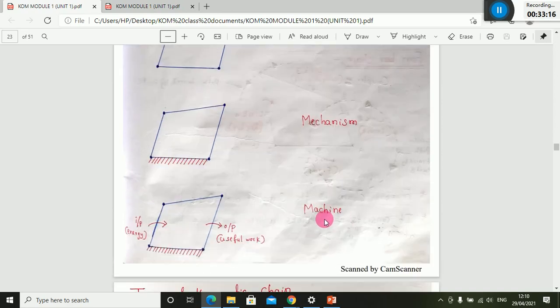Examples: lathe machine. Lathe machine is connected to the electrical power supply and the motor, and you are doing some work. Correct? The job is fixed to the headstock and it is rotating, and you are doing some work using so many mechanisms. And your bicycle is also a machine. Your bike is also a machine, a lathe machine, milling machine.